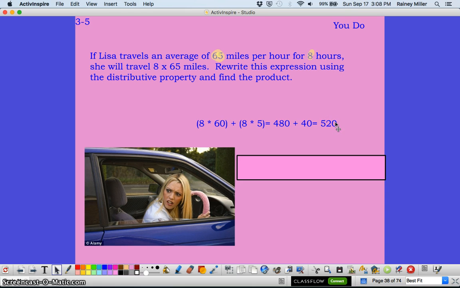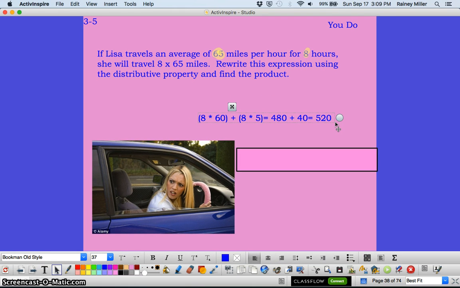And Miss Miller, where is your label? So we're supposed to figure out how far she drove. So she drove 520 miles.